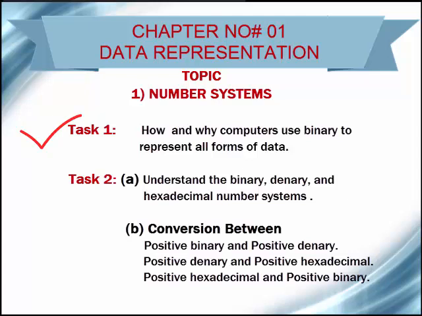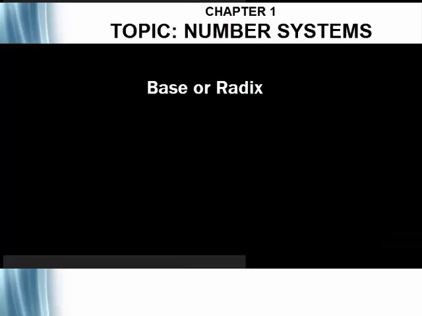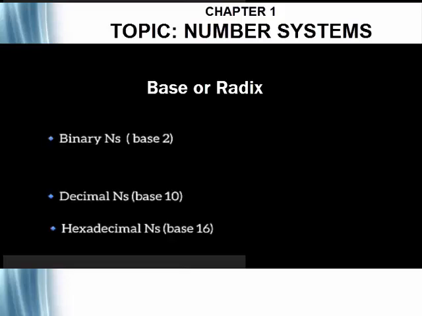In part A, understand the binary, denary and hexadecimal number systems, and in part B, conversion between number systems in both directions. Remember that the base or radix defines the number of digits that a number system has. If the binary number system has base 2, it means there are only two numbers, and these two numbers are 0 and 1.